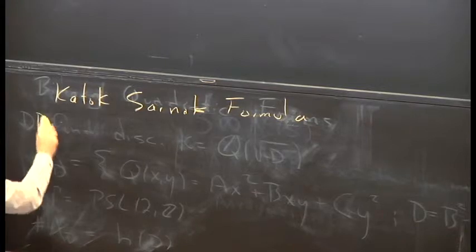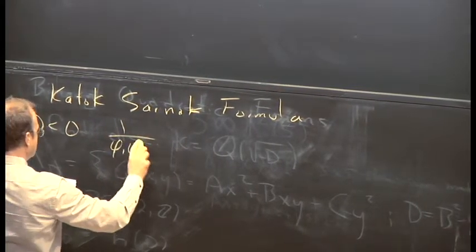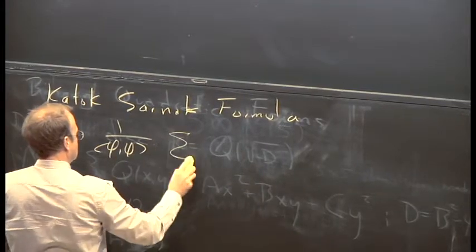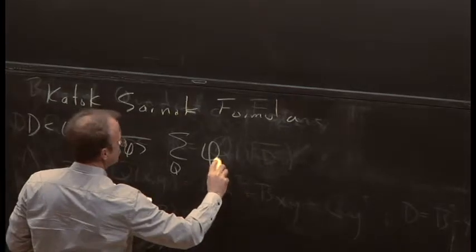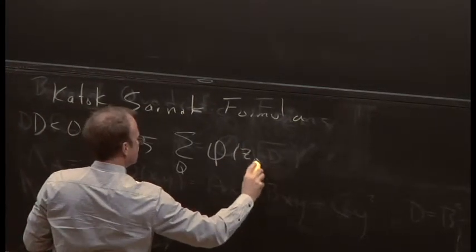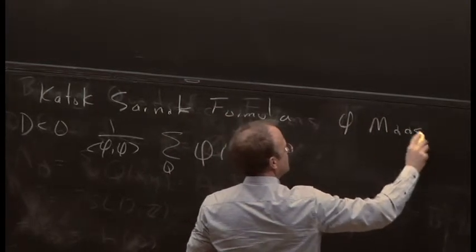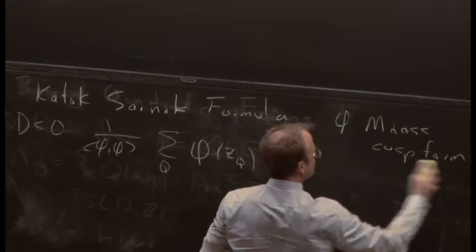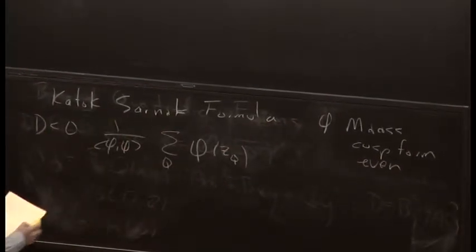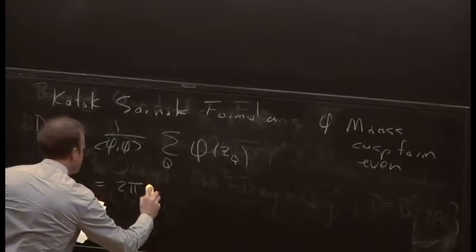So for example, if D is negative, I'm not going to give all the details, but let me give you. So this phi now is one of those cusp forms. Phi is a Maass cusp form. And you assume it's a Hecke eigenform. Assume it's even. If it's odd, everything vanishes. And then you can express this in the following way. So this is if D is negative.